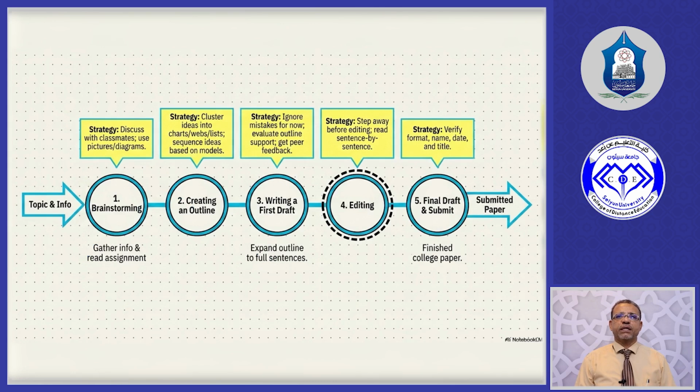Okay, let's now see the steps of writing. Number one, the topic or the information you want to talk about. Strategy number one, brainstorming. You have to storm your brain, just like when you shake something very hard.